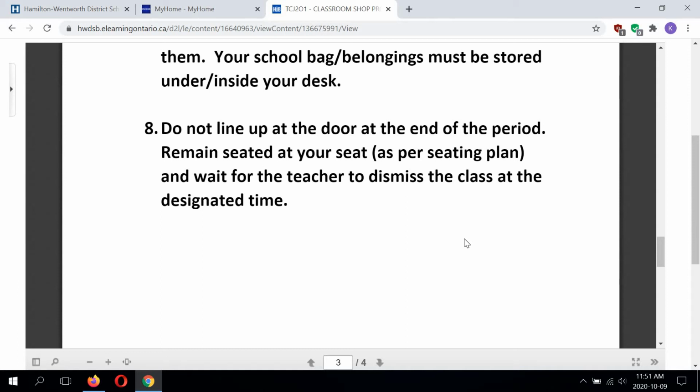So when you're done your work and you've done your cleanup and put everything away, you need to take a seat at your seat and wait to be dismissed by me. So there will be no bell that will dismiss you. I will dismiss you at the designated time if everything is complete, cleaned up, and we're ready to go. So you want to make sure that you have everything done that I've asked you to do at the end of the class.